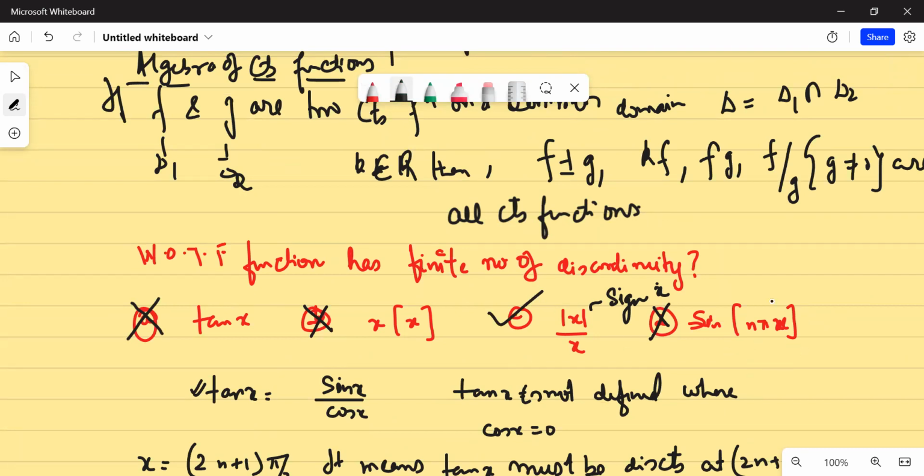This again, if you want to evaluate, is the same process, because greatest integer x is discontinuous at integers, and there are infinitely many integers. So again, this will also have discontinuity at an infinite number of points.